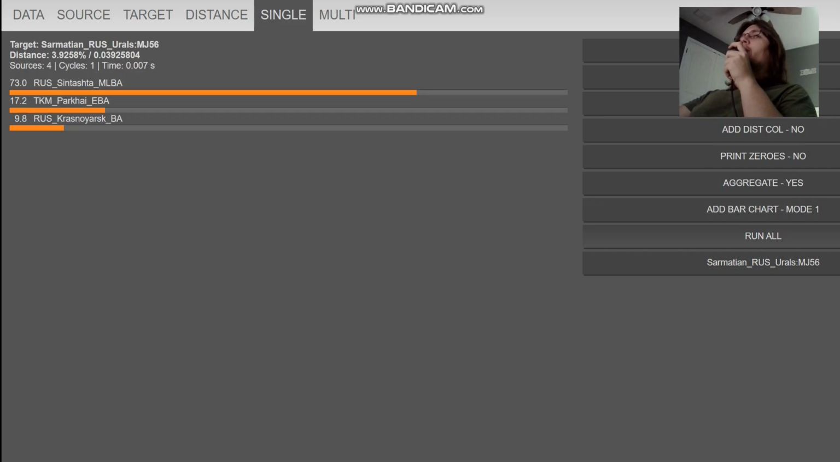She's getting modeled as a mixture of 73% Sintashta plus 17% BMAC. So quite a lot of BMAC admixture, 17%. It's kind of what's typical for all of these Sarmatians. And 9% Krasnoyarsk Bronze Age, which is a Uralic or Finno-Ugric or East Asian Siberian-like admixture. So she does have a little bit of Siberian admixture as well, and that's pretty much all there is to tell about this sample.